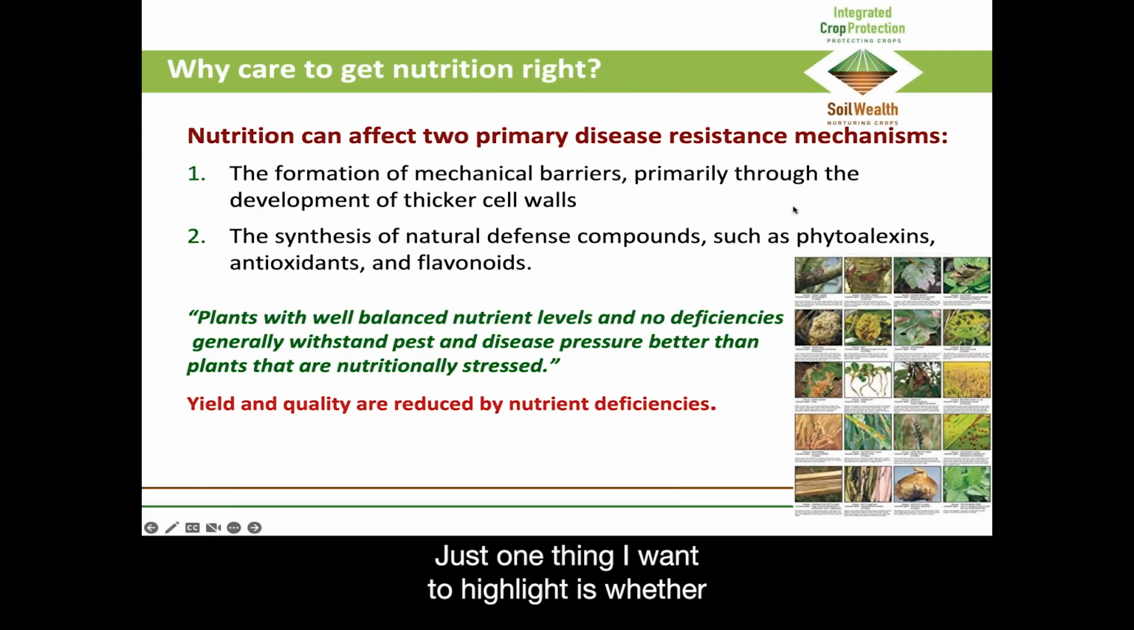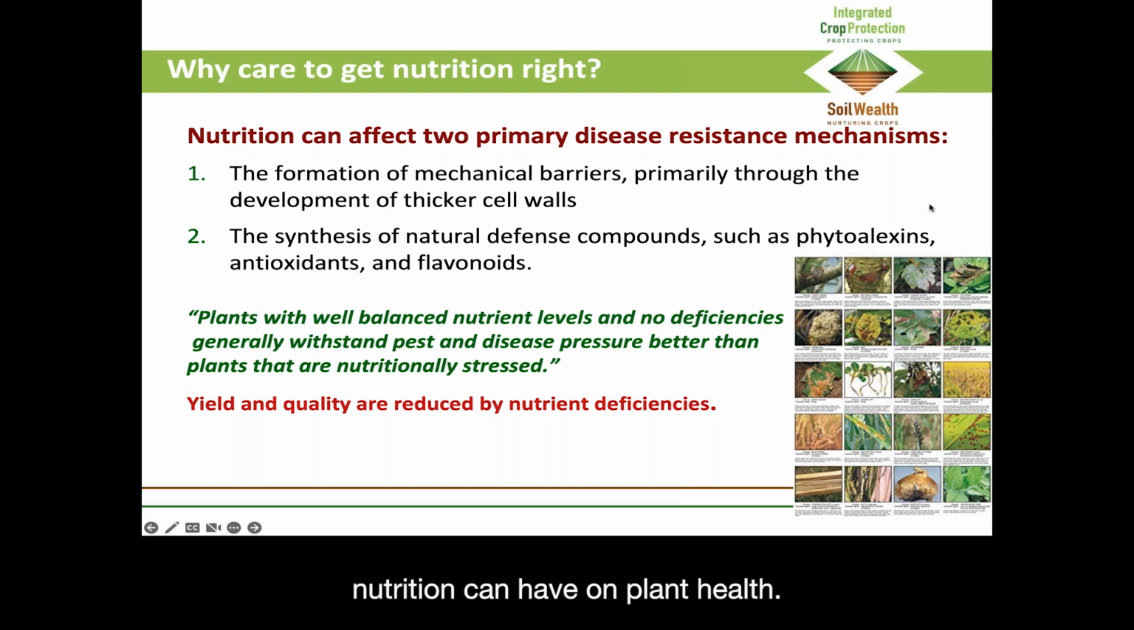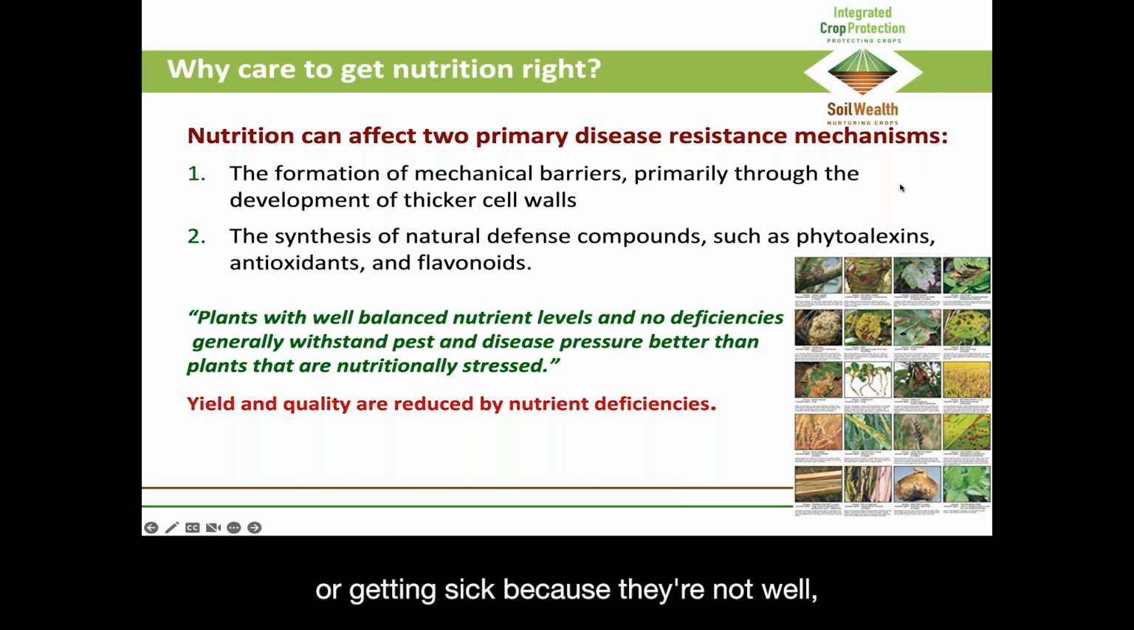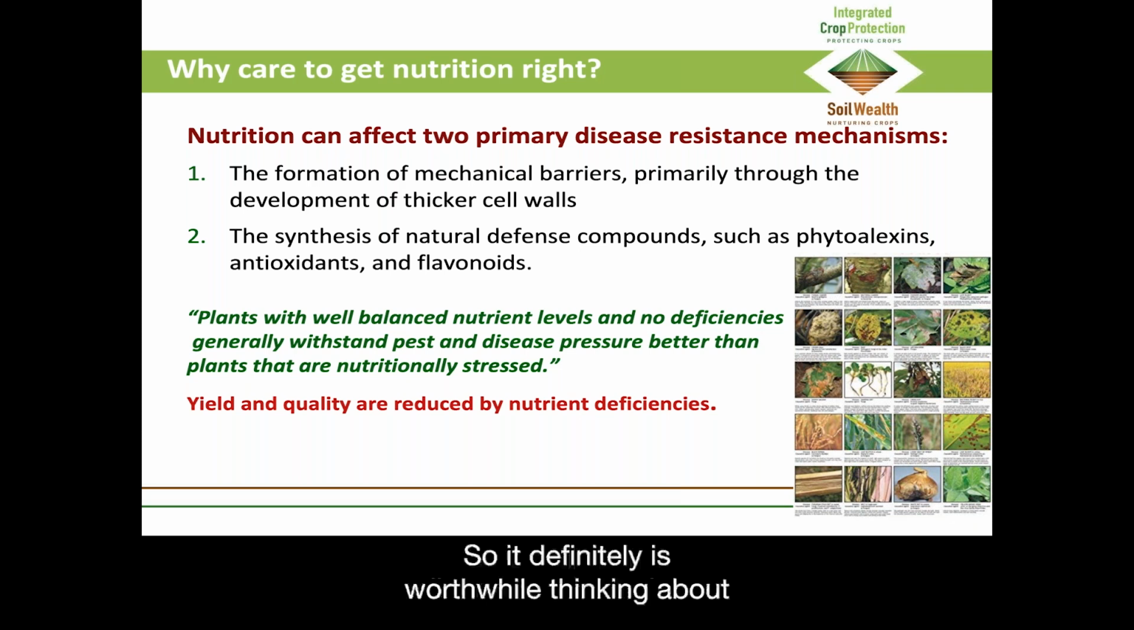Just one thing I want to highlight, whether it's broadacre crops or any other crops, is the effect insufficient nutrition can have on plant health. We often forget that, but often we see plants suffering or getting sick because they don't have good nutrition. It's not always just a nasty disease hanging about. So it definitely is worthwhile thinking about that connection. And there are books written about it if anybody's interested.